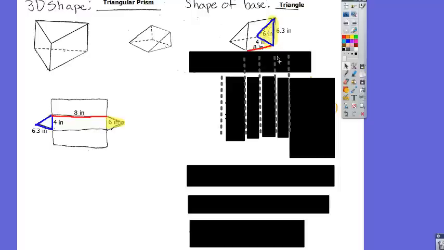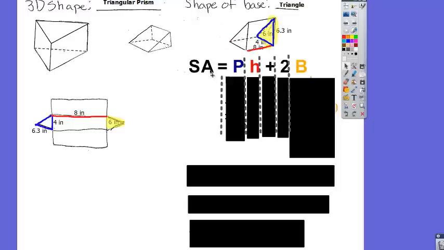So, what is the formula for surface area of a triangular prism? Looking on your formula chart, you should have found it. Go ahead and write it down. Here it is. Surface area formula, notice, is the exact same because on your formula chart, they just tell you the formula for surface area of a prism. They don't tell you what type.